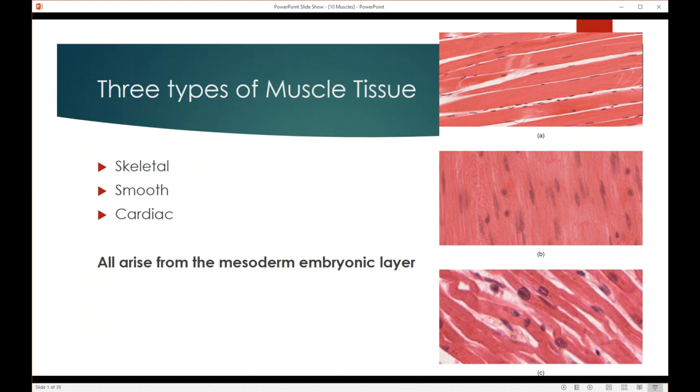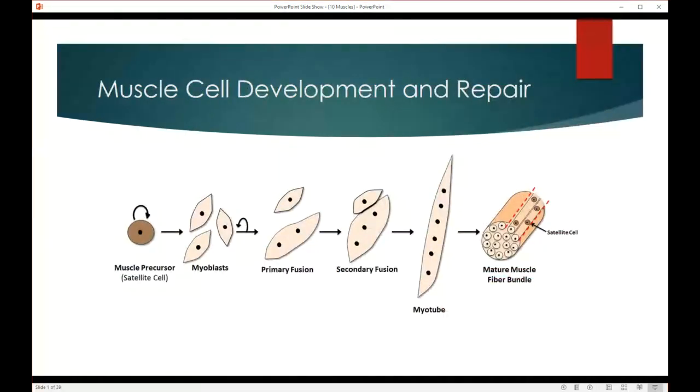There is skeletal, smooth, and cardiac, and all of those are going to arise from the mesodermic embryonic layer. So if you remember, we talked about how there's the endoderm, the mesoderm, and the ectoderm. So this is going to be the center layer. So skeletal muscles develop in a pretty cool way.